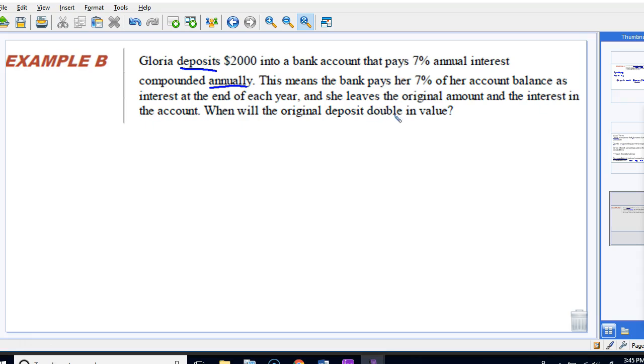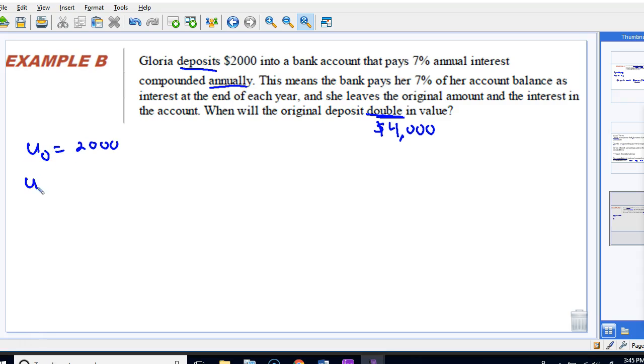When will the original deposit double its value? So we're looking for double. We're saying, when is it going to be $4,000? So we could do a recursive routine. Let's say U sub 0, because it says when we put it in, it's not a month, it's not a year, it's just the beginning time, is $2,000. And since it's compounded annually, each one of these numbers is going to be 1 year.